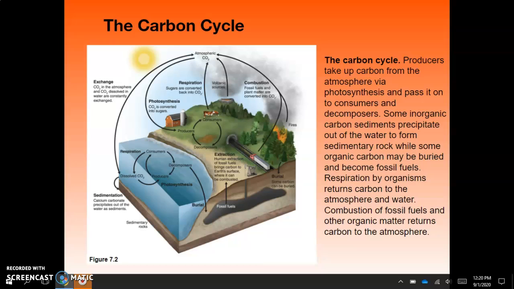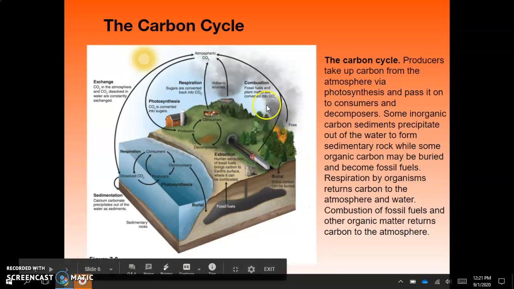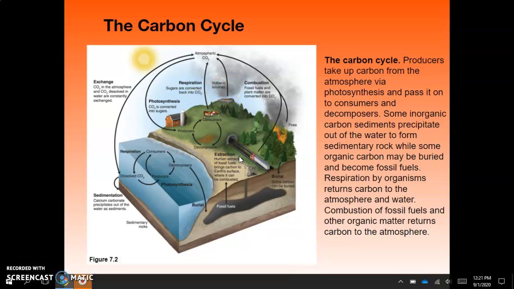And then the combustion of fossil fuels and other organic matter will return carbon to the atmosphere as well. So again, if we can just follow the arrows, we should be able to identify where the carbon comes from and is emitted into the atmosphere, and then how it comes back into the ground level.